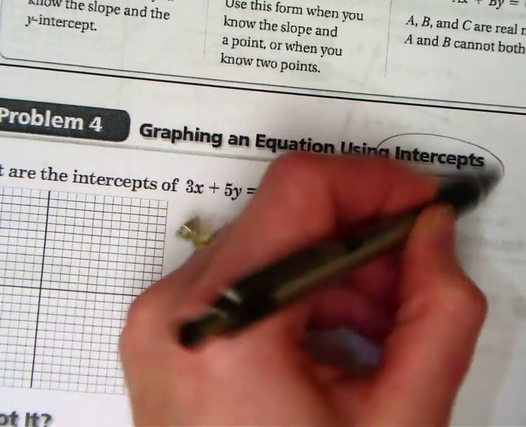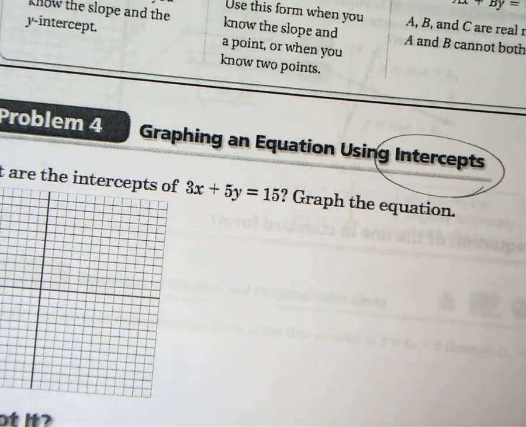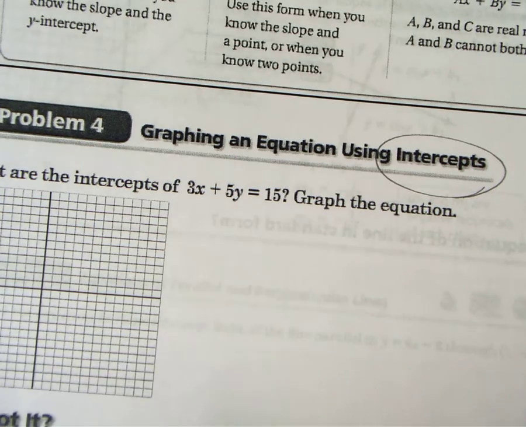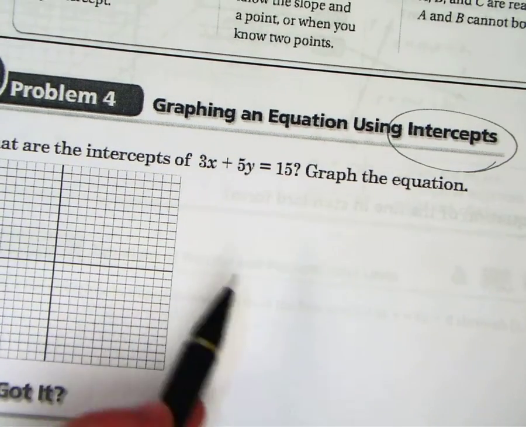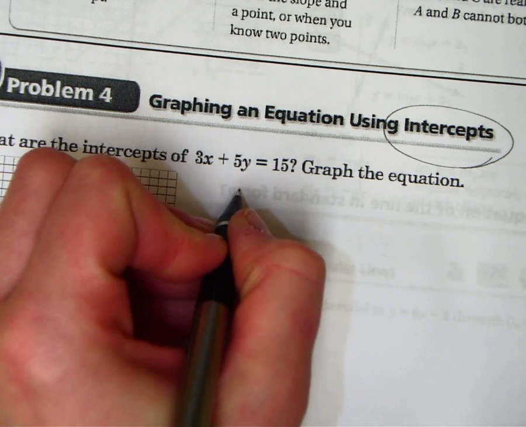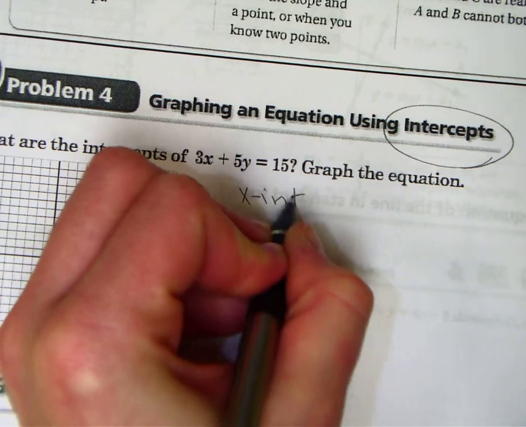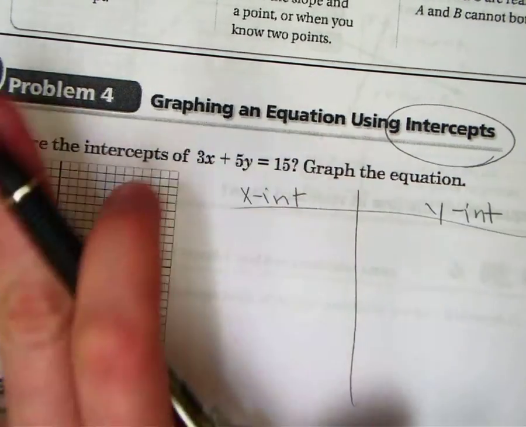Problem 4, graphing using intercepts. You can graph using y equals mx plus b, just like you did yesterday, or you can graph using intercepts. I hesitate to graph using intercepts because I don't like graphing fractions, but in this problem you'll see that it actually works out because there will be no fractions. With intercepts, there's always an x-intercept, and there's always a y-intercept. Okay, I just kind of like to separate them.